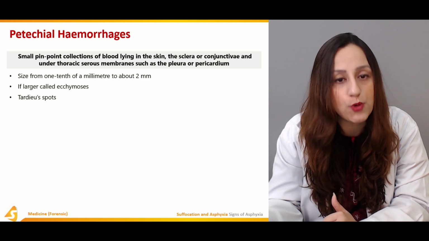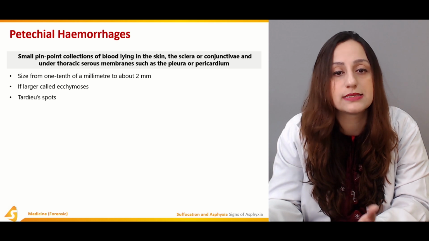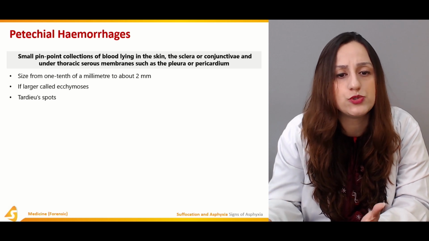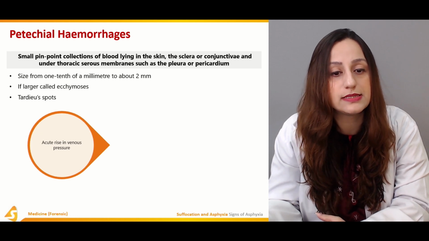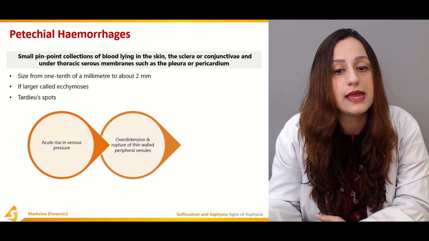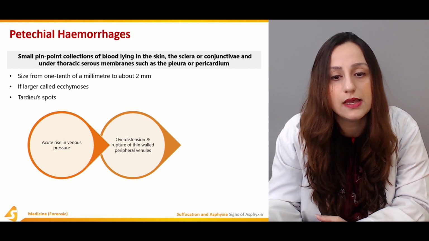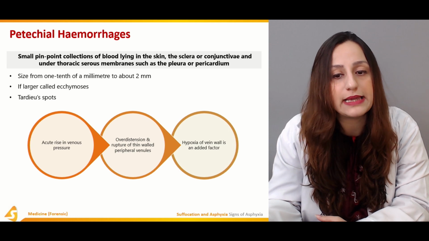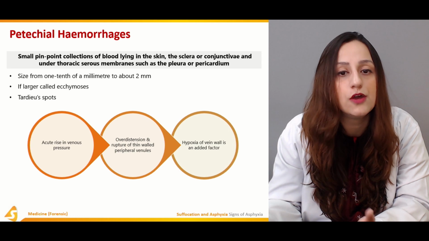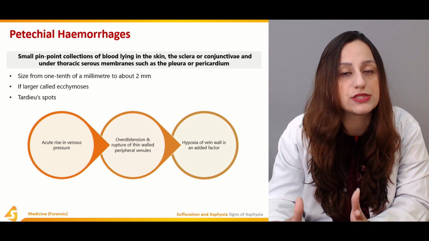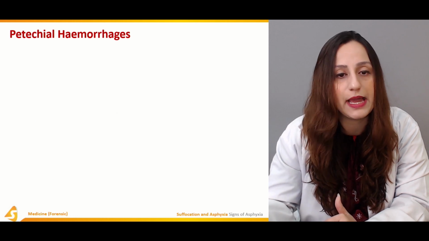Now, Tardieu spots is another name for the petechial hemorrhages, and sometimes the terminology is even used in autopsy reports. So what happens here is there is an acute rise in the venous pressure, and over-distension and rupture of the thin-walled peripheral venules, which is followed by hypoxia of the vein wall as an added factor in the formation of these petechial hemorrhages. This is the underlying pathology for the formation of the petechial hemorrhages.